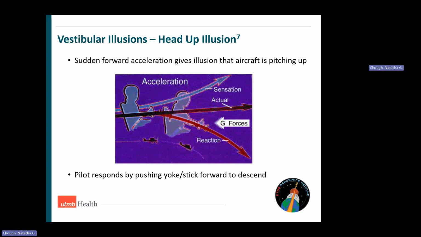It's called the head-up illusion. Unlike the other vestibular illusions that we've discussed so far, this illusion is caused by the otoliths and pertains to linear acceleration rather than angular acceleration. During rapid acceleration, the otoliths can send a false sensation that the aircraft is climbing. The opposite is true during rapid deceleration.